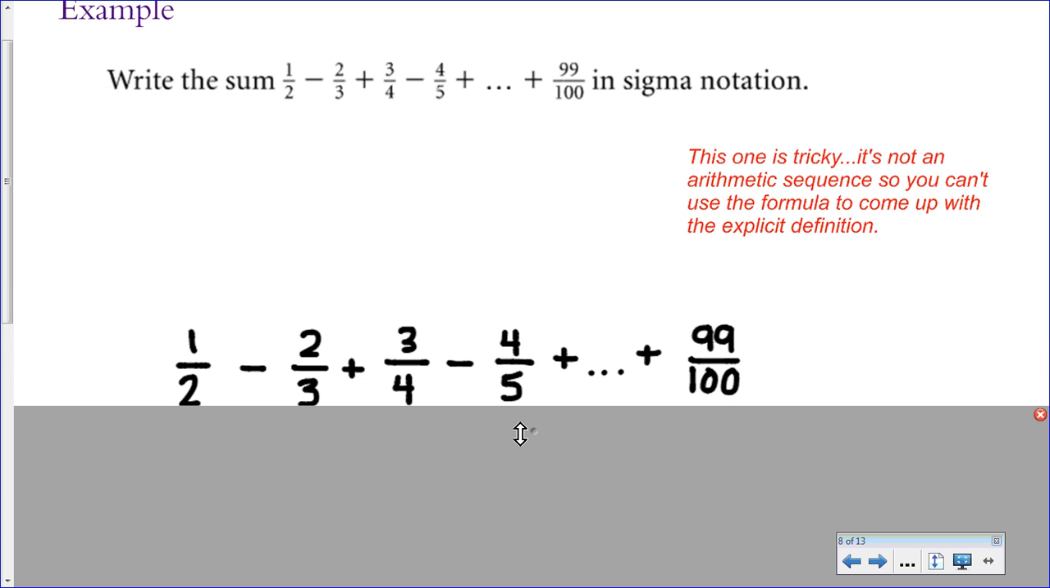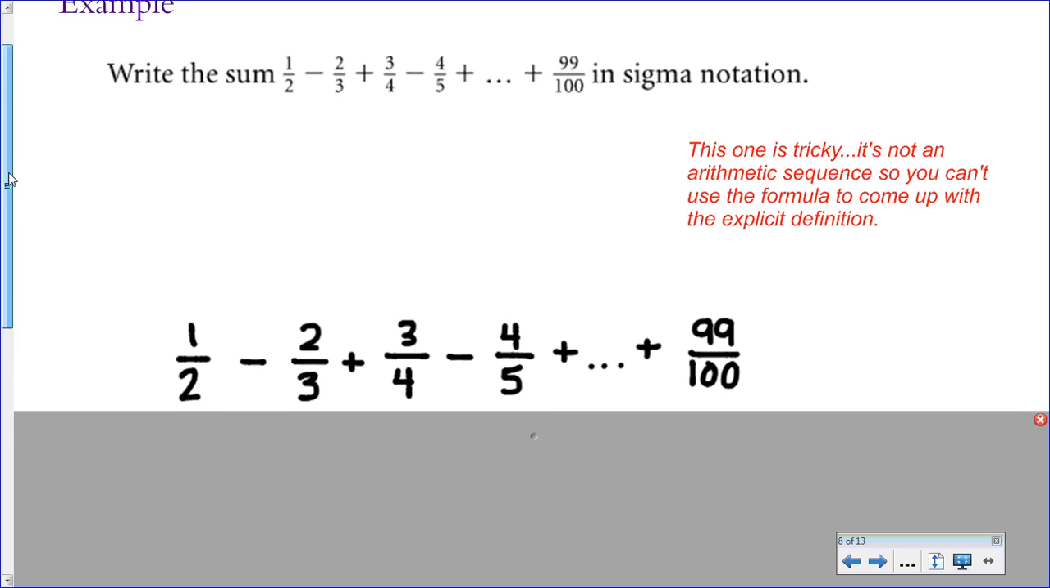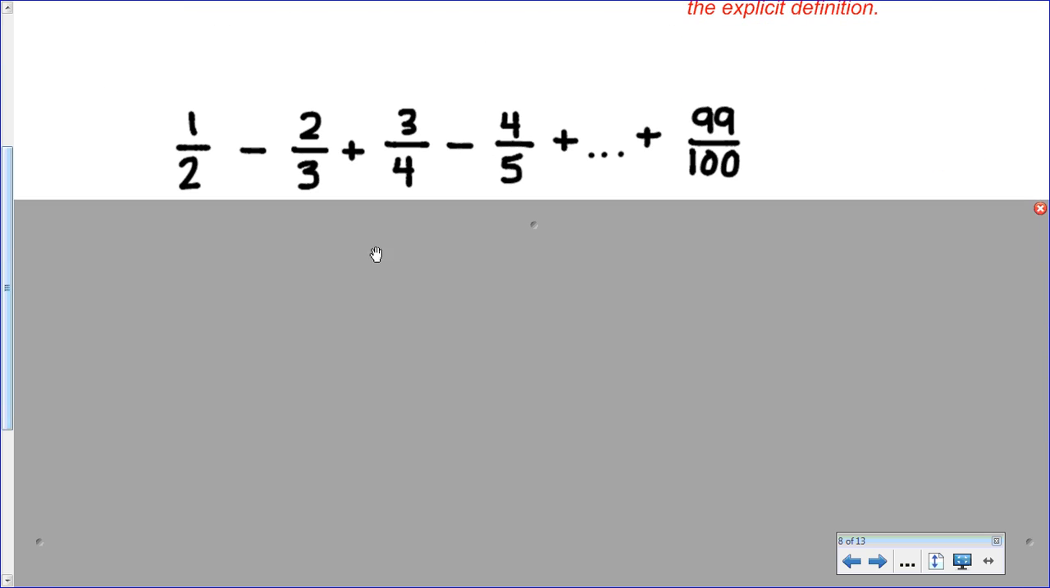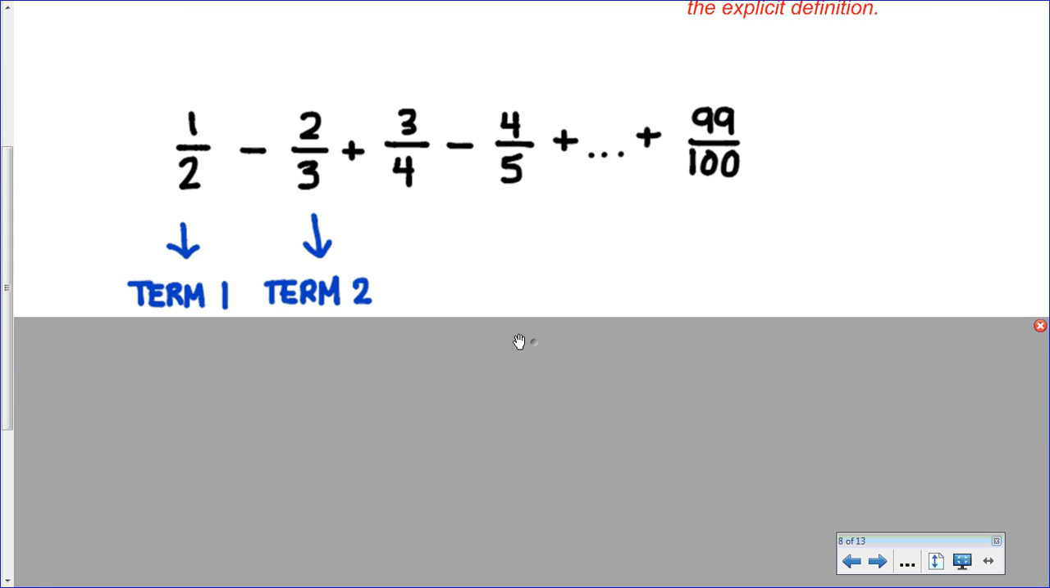Instead, it's helpful to think about it like this. So here's the sequence written out, a little bit bigger. If you think about this as being term 1, this as being term 2, and so on. I didn't continue that pattern, but you'll see that it works. This is term 1, and the top of the fraction is the number 1. This is term 2, and the top of the fraction is the number 2, and so on. The top of the fraction is always the term number. The bottom of the fraction, meanwhile, is the term number plus 1.